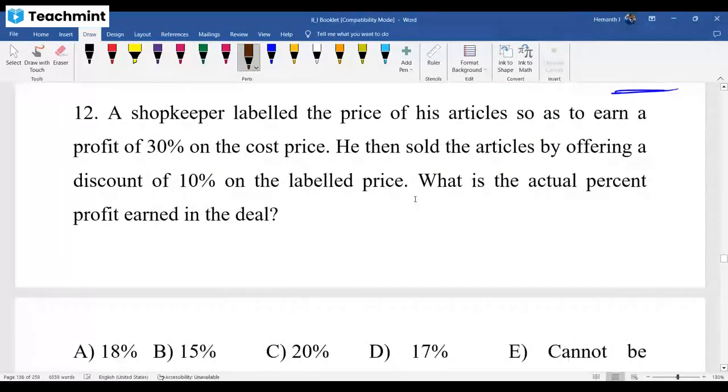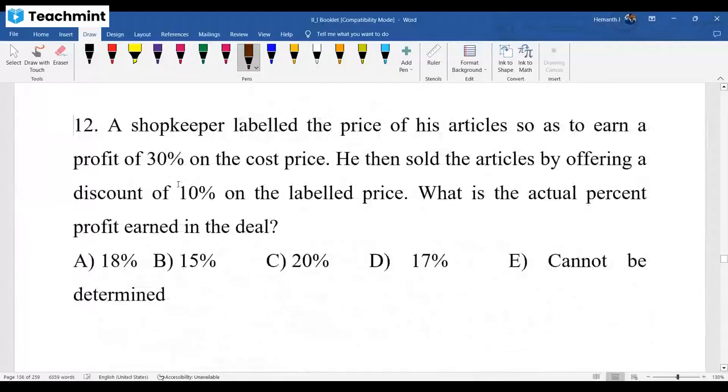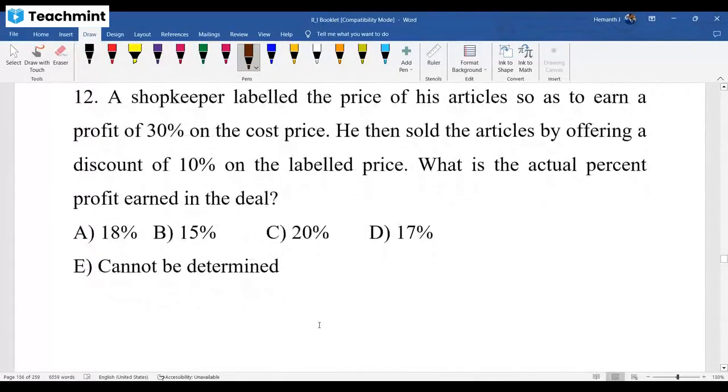12th one. This question asked, okay, by changing the values many times. They may change the values here and there, and a lot of people will make mistakes. So please see the question carefully. A shopkeeper labeled the price of his article so as to earn profit of 30% on the cost price. He labeled 30% extra. Suppose cost price is something, he increased 30% extra. That's what the labeled price.